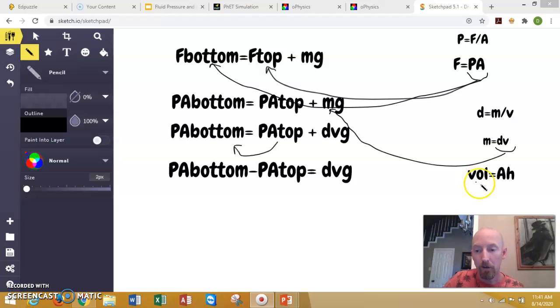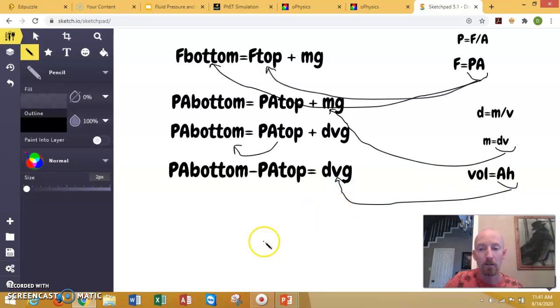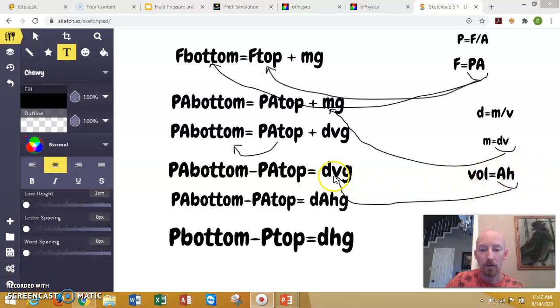Now, I can be cute again. You're going, oh my god, no, stop. Yeah, I can. Volume is area times height. So I can take area times height here and stick it in for volume right there. And I get something else. Yep, I'm going to take volume and replace it with area times height. Volume equals area times height. So now instead of dVg, I have dAhg. It's getting a little crazy. And then I cancel out all the A's. Why don't all the A's cancel?